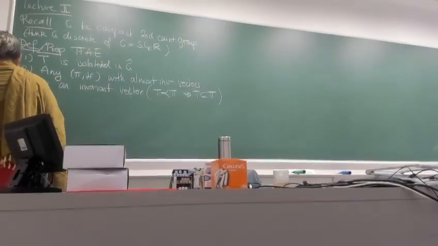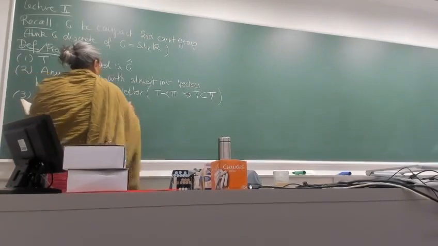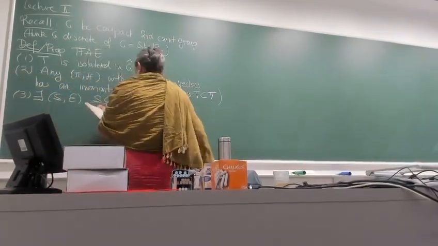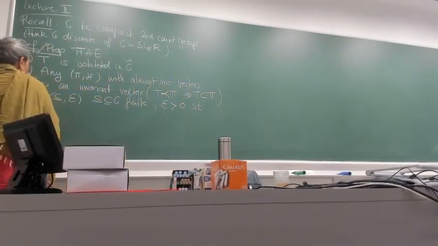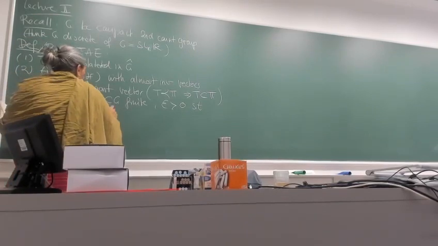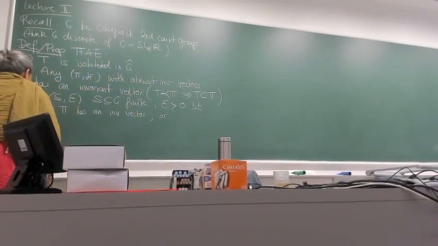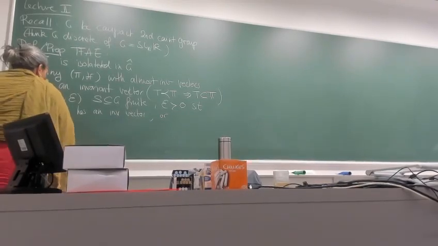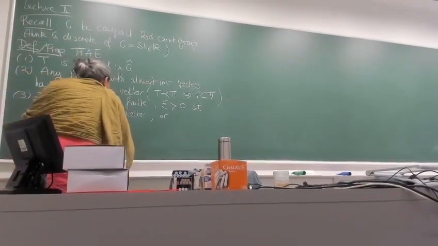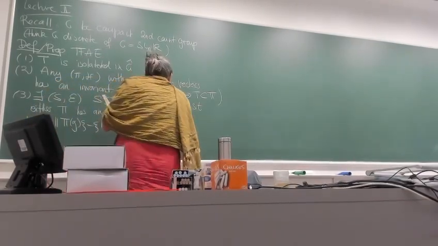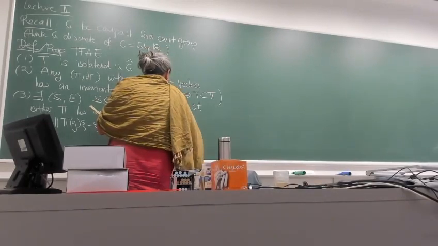And then there's a more quantitative version, which is that there exists S, epsilon, where S is contained in G finite, and epsilon is greater than 0, such that either π has an invariant vector or the max over elements s in S of the norm of π(s)ψ − ψ, how much s moves ψ out of itself, is greater than epsilon times the norm of ψ for any ψ in H. I guess ψ non-zero.